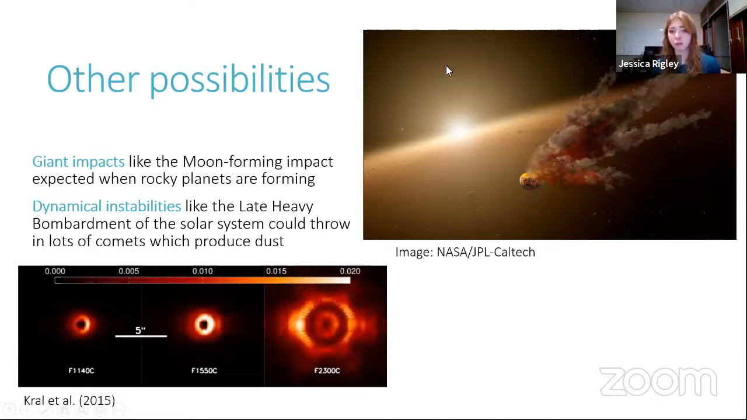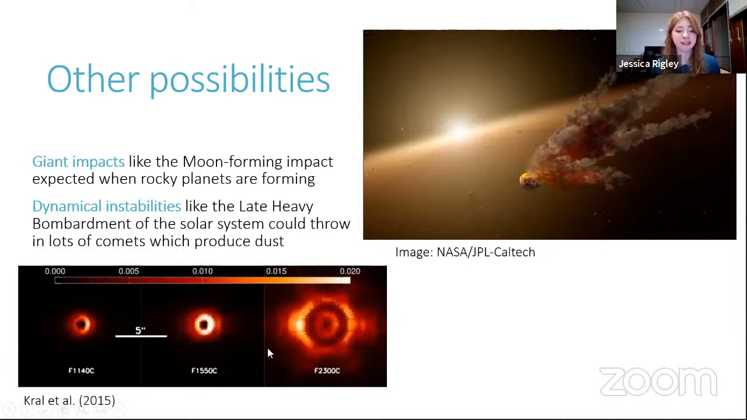And this is a picture of what we think a giant impact would look like. So if we have two giant planetary-sized bodies colliding together, then of course they're going to produce lots of fragments and lots of dust, as shown here. And so if there was a giant impact around another star, we think we could detect that as exozodiacal dust.